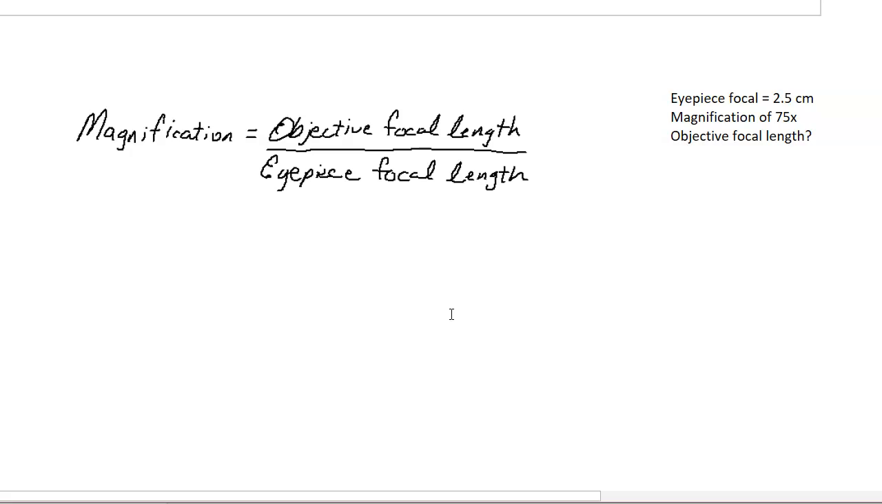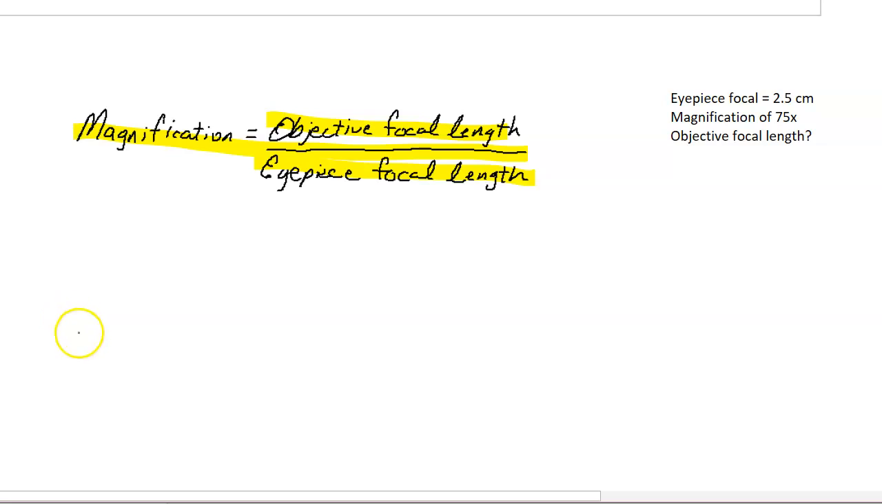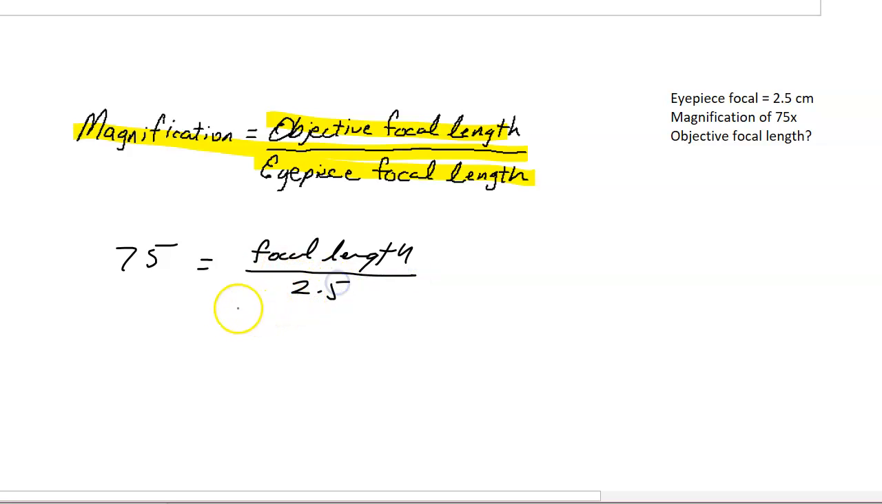I want to just take a look at some of your textbook questions, which actually have this formula in them, and so I just wanted to highlight this a little bit. It's just a formula. It's not one that you need to memorize, but a couple of questions do have it. So in this case here the magnification is 75 times, the focal length of the objective is what we're looking for, and we know that the eyepiece is 2.5. We're going to just do some algebra here.